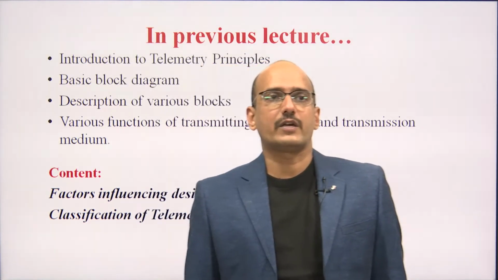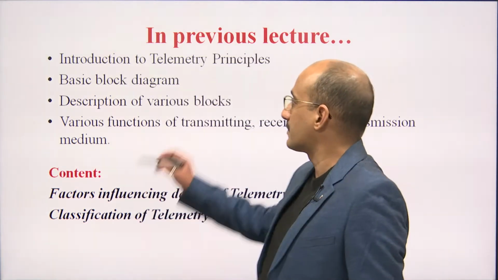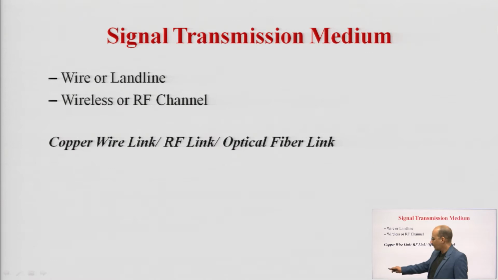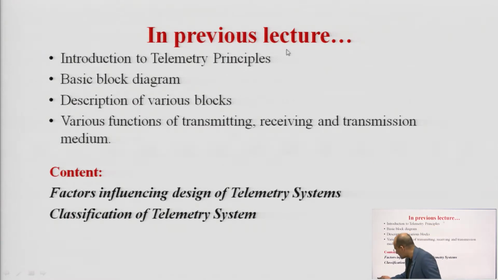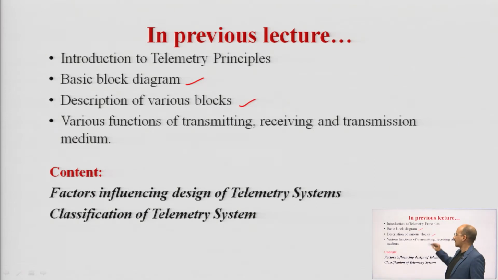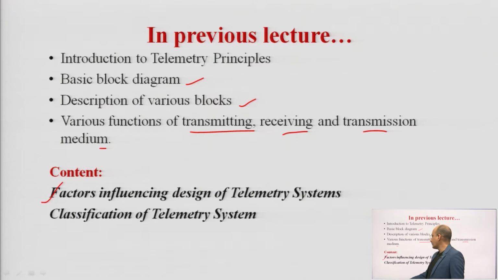In the previous lecture we went through the basic definition of telemetry principles, then we understood the basic block diagram of a telemetry system, and we described the various blocks. In the previous lecture we concentrated only on the transmitting end. In this lecture we are going to concentrate on the receiving end, the transmission medium, the factors influencing the system, and the classification of the telemetry system.